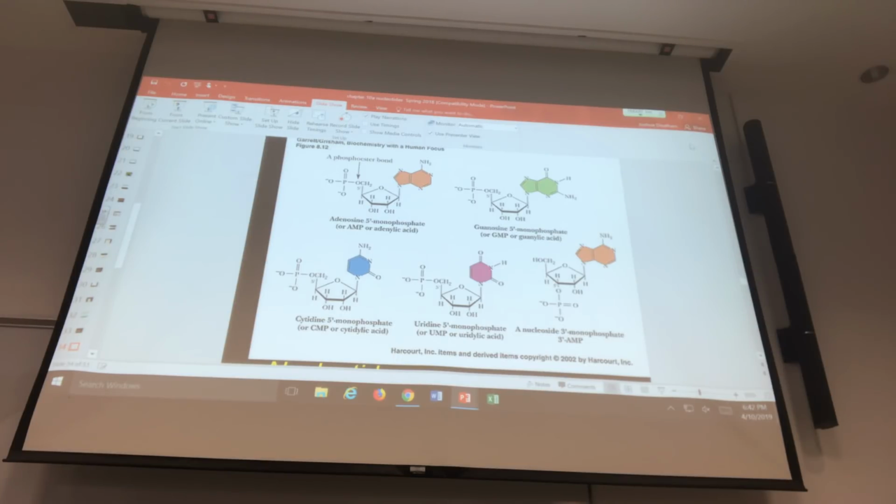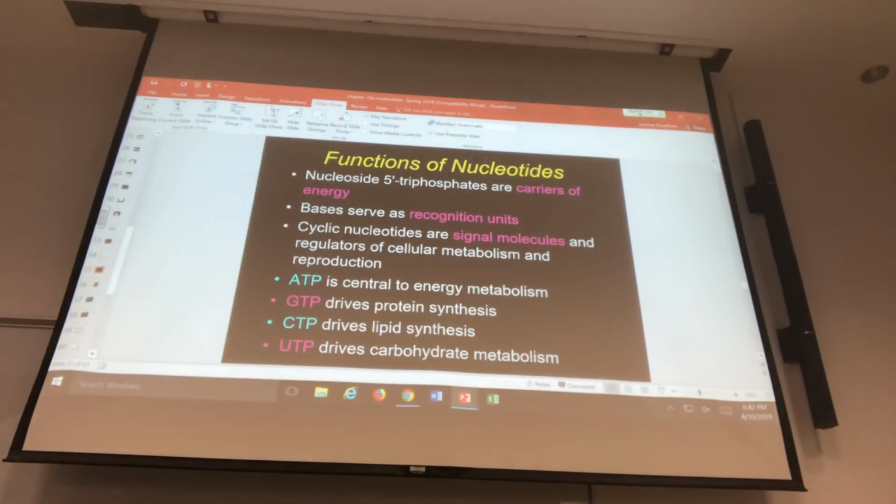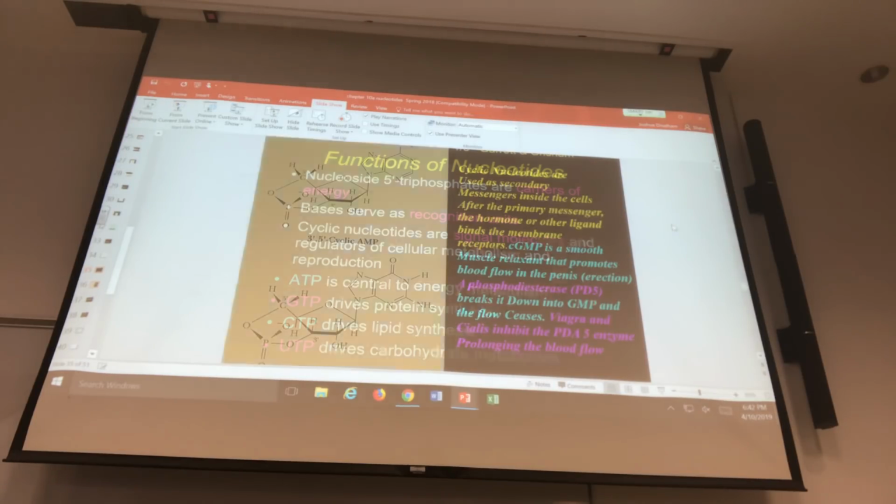It's really easy to name a nucleotide. You just name the nucleoside part, plus tell me how many phosphates are on there: monophosphate, diphosphate, or triphosphate. A nice example up here is adenosine monophosphate. It's adenosine with a single phosphate attached to it. All right. The functions of the nucleotides are very important. That's really just on this slide, so don't stress hunting down the functions of nucleotides. ATP is important for metabolism, GTP is for proteins, CTP lipids, and UTP is carbohydrates.